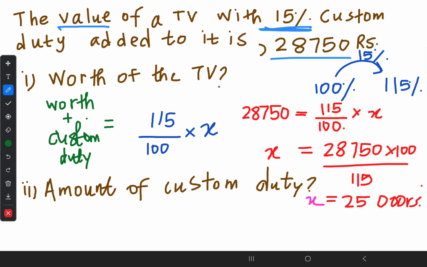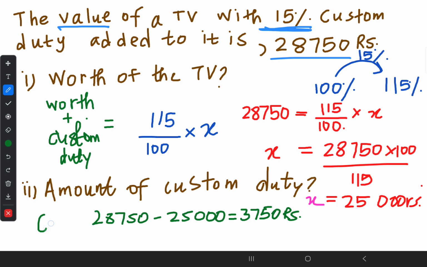The amount of the custom duty. In this 28,750, both worth and custom duty are included. So from 28,750, when I subtract the original worth of the TV, 25,000, it will give you 3,750 rupees. It would be the custom duty of that product. So you cannot find it as 15 percent of this one.